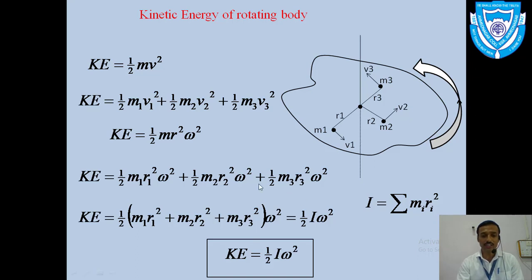So if I put this summation instead of this summation, I put here I, that is moment of inertia. So we can write kinetic energy of a rotating body is equals to half of I omega square. This I, moment of inertia. Now what is the unit of moment of inertia and what are the dimensions?